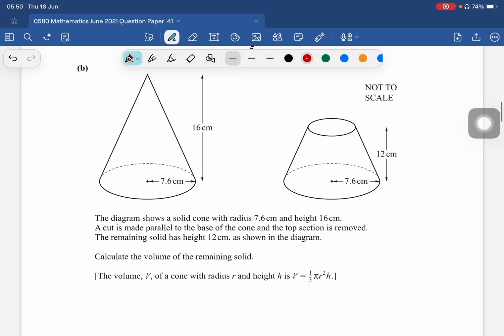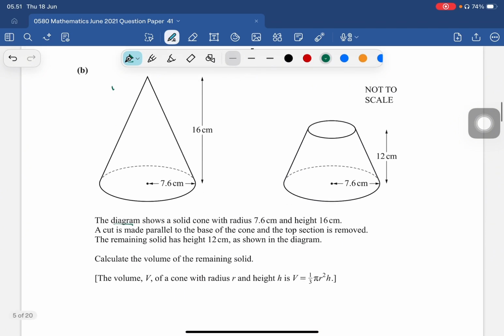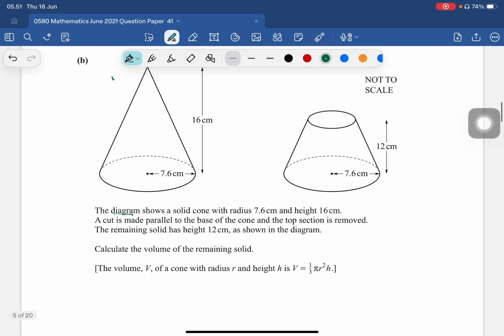Okay, part B, take a look at the information. The diagram shows a solid cone here, radius and the height. A cut is made parallel to the base. Calculate the volume of the remaining solid. So here is the remaining part, we need to calculate it.